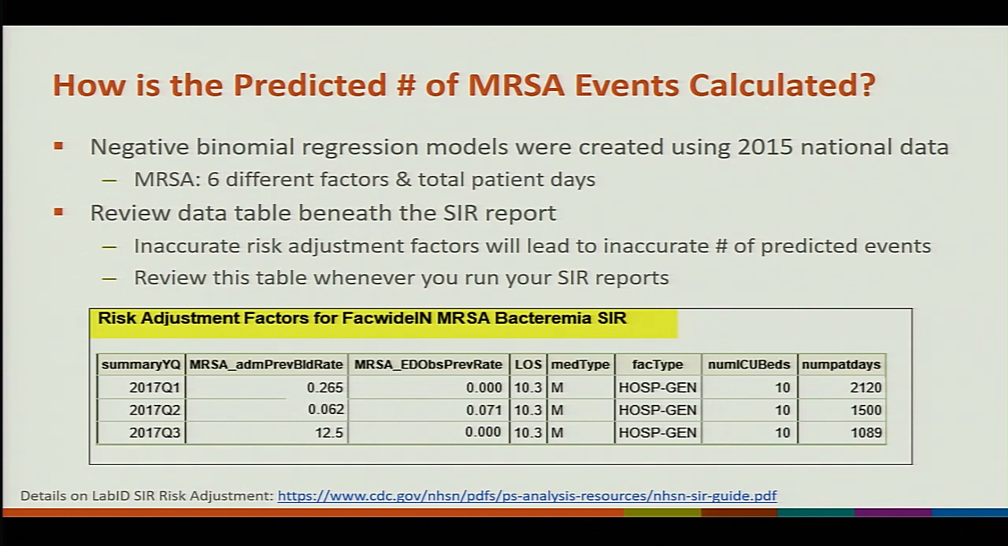You can find these 6 factors in the data tables of your SIR report directly in NHSN. If you scroll to the bottom of your SIR report, you will see a table similar to the one on the slide, which is called the Risk Adjustment Factors Table. This will show you everything that NHSN is using to calculate that number of predicted events. We do recommend that you review this report every time you run your SIR so that you become comfortable and familiar with your risk factors.